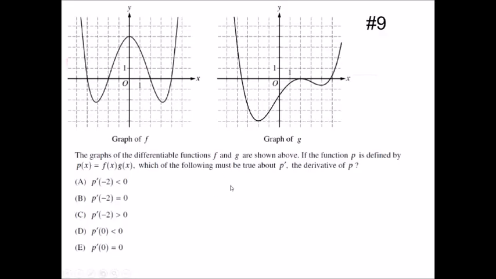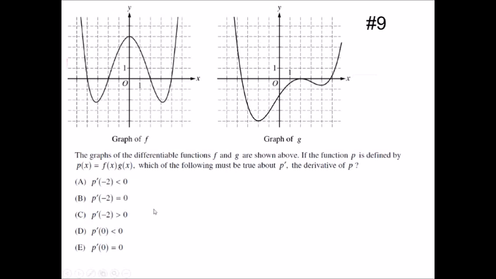For this problem, we've got the graphs of differentiable functions f and g given up here, and they're defining the p function as f of x times g of x. We want to know what has to be true about p prime. Okay, so this is a little bit different. First off, we don't know any exact values. I mean, we do have some possible exact values because they gave us grid lines, but nothing is really certain. They're basically asking if the derivative is negative, 0, or positive at x equals negative 2 or x equals 0. We've got this other possible x value going on.